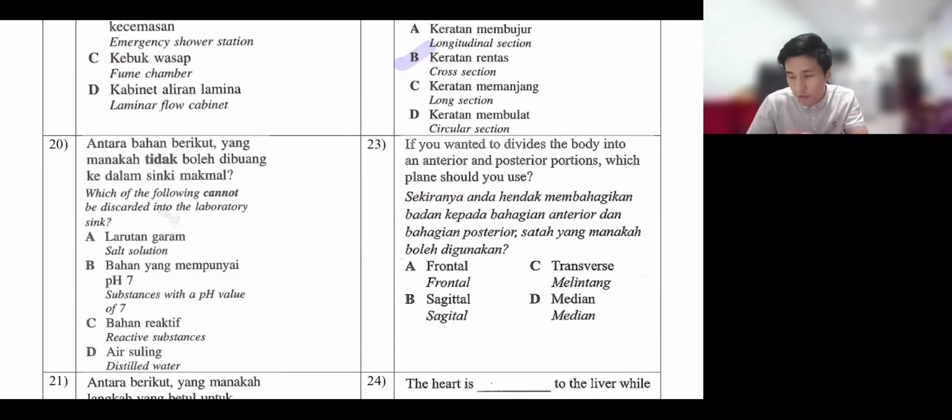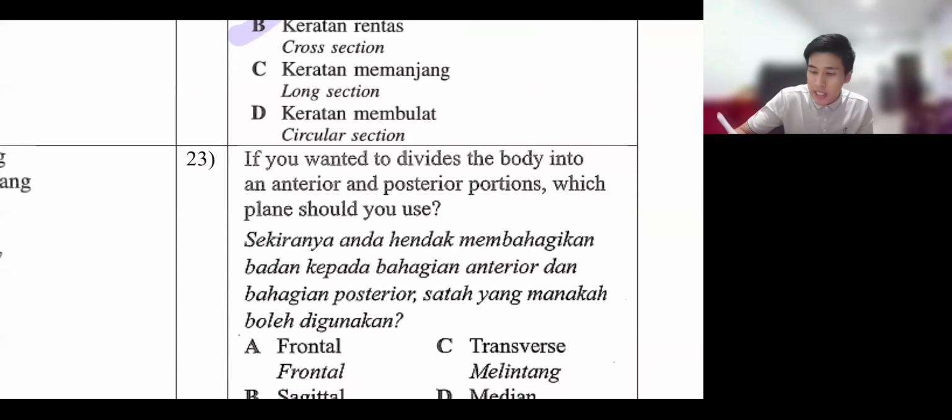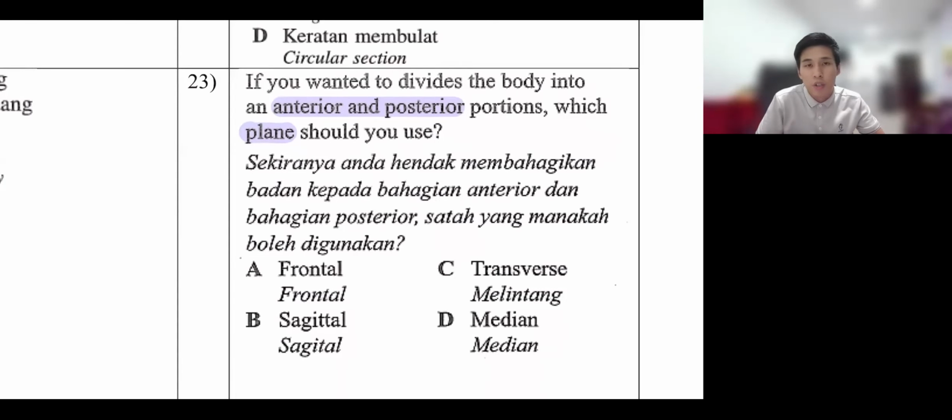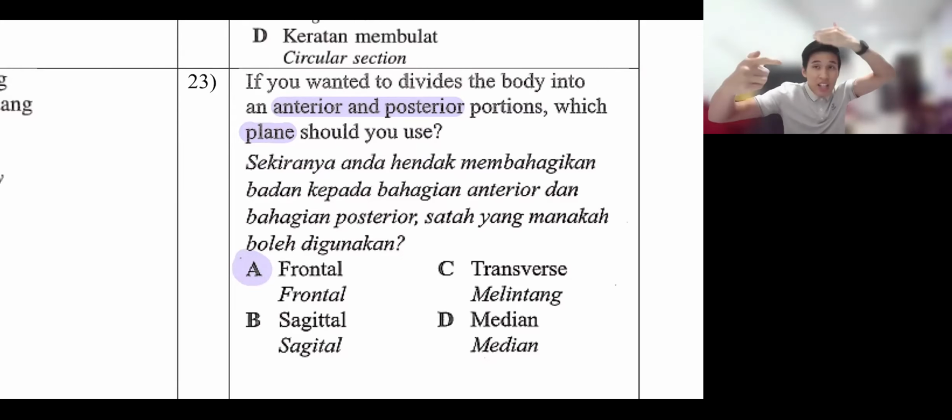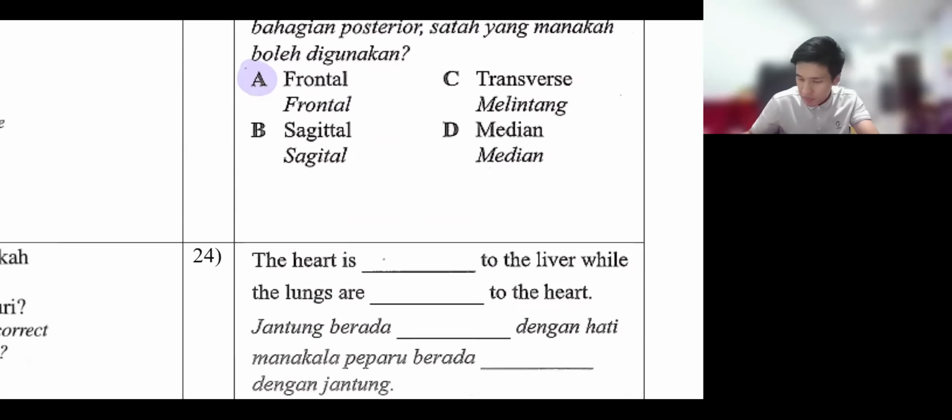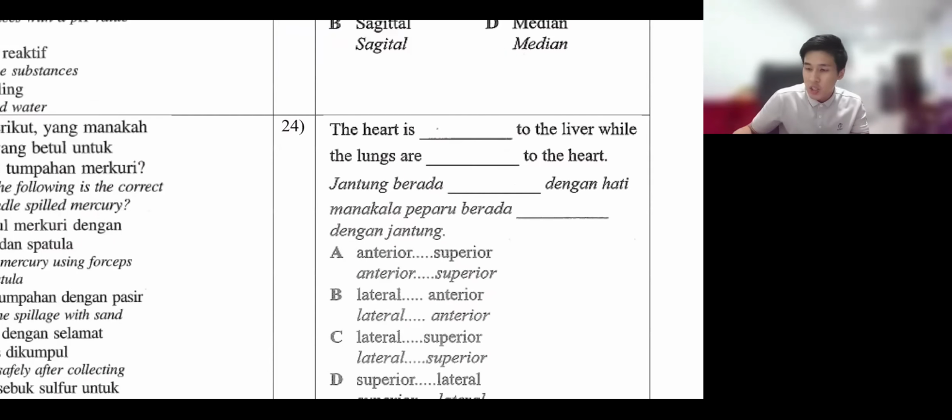Then number 23, if you want to divide the body parts into anterior and posterior. Anterior, posterior means front and back. Which plane should you use? They are combining direction and plane together in this question. Which way should I cut to divide the body into front and back? A lot of you very fast, very good. Frontal: you cut and look from the front. So you cut like this, dividing front and back. Easy. Now, the heart is what towards the liver?